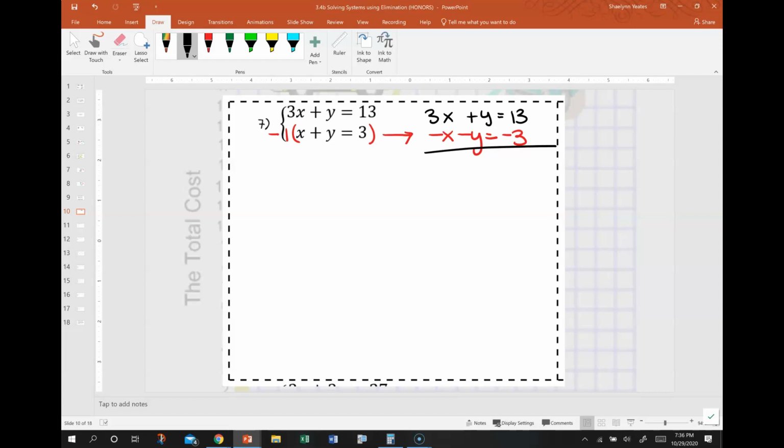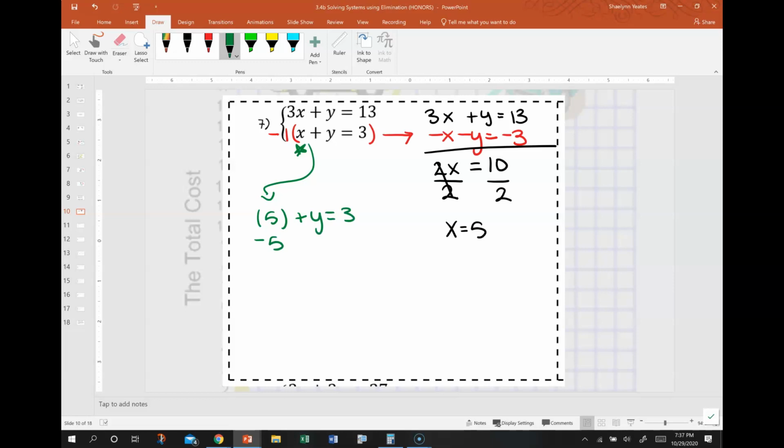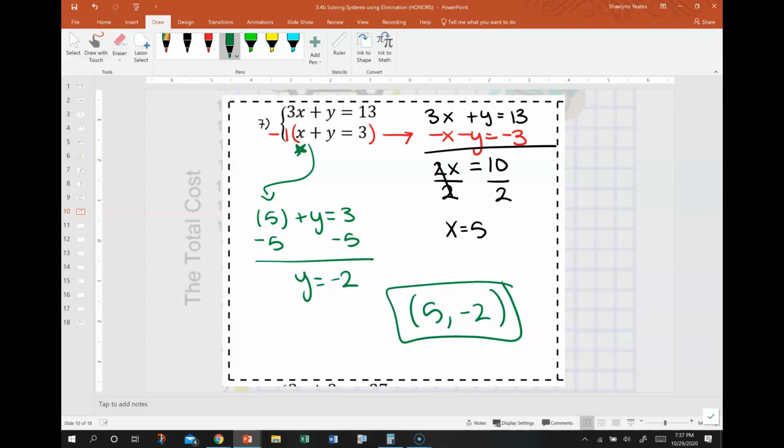So now I can add them. So I've got 3x minus x, that's 2x. Y minus y, that goes to 0, it goes away. Then I've got 13 minus 3. This gives me 10. So from here, I would divide both sides by 2, and I get x equals 5. That's not too bad. So then I'm going to steal this equation right here, and instead of x, I'm going to put 5, so 5 plus y equals 3. So if I subtract 5 from both sides, I end up with y equals negative 2. So my solution is (5, negative 2) for this system.